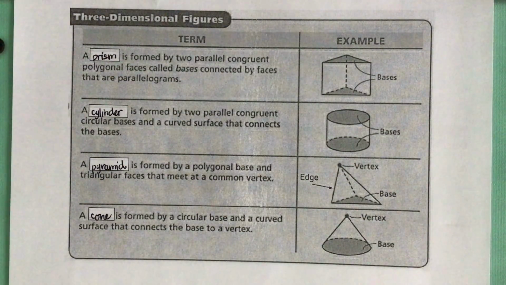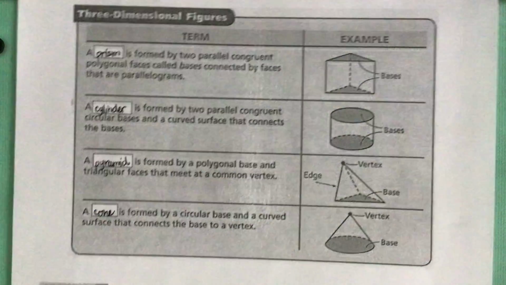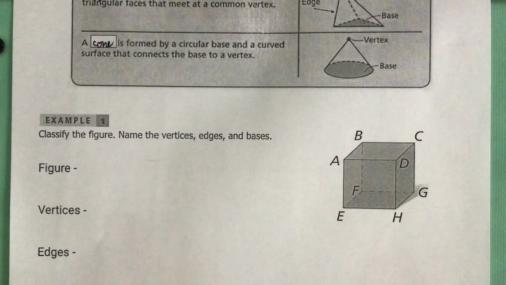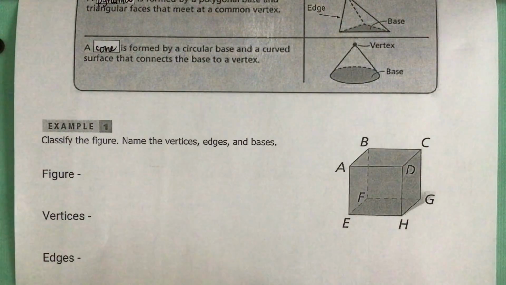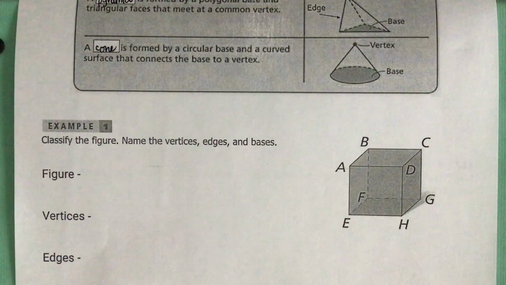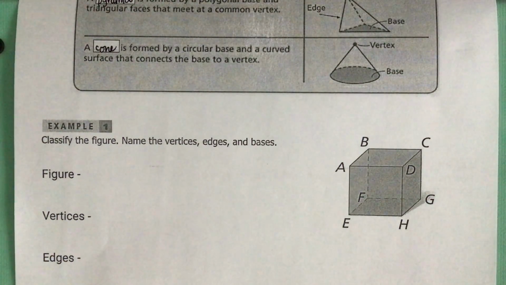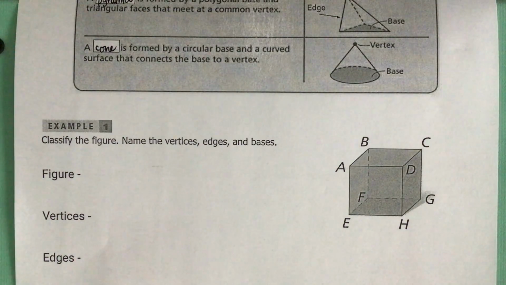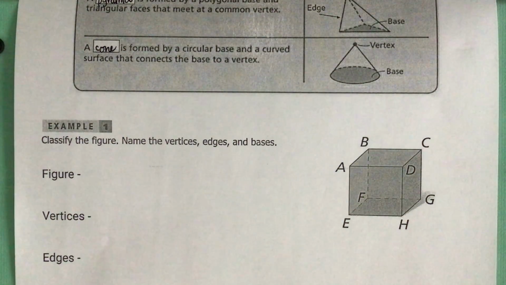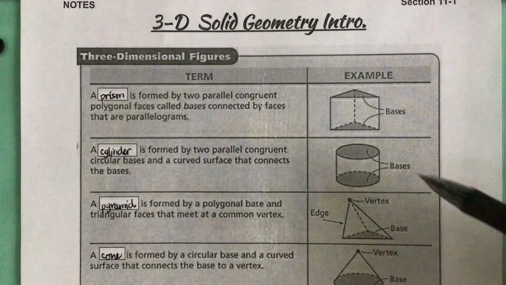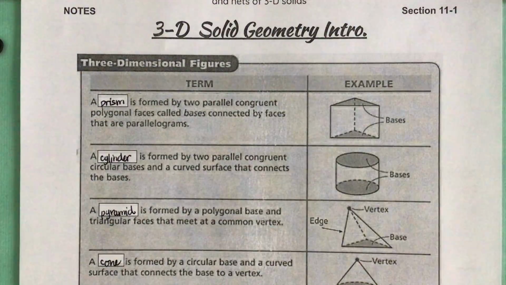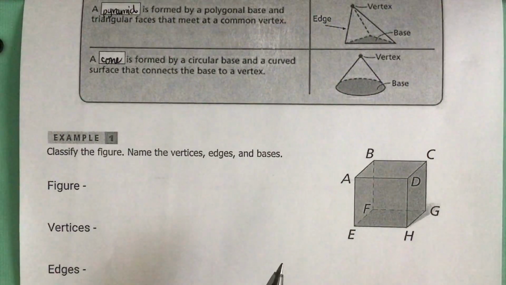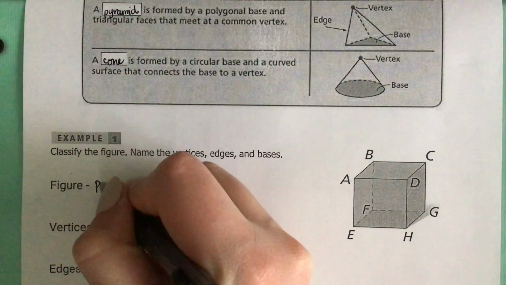So what we're going to do is identify some of the parts of a 3D solid in our next example. So in example 1, it says, classify the figure, name the vertices, edges, and bases. So first of all, we just want to look at this image and say, okay, what type of 3D solid is this? Notice that it is made up of all parallelograms, so it cannot be a cone or a cylinder, but also all of its points don't meet at a single vertex like a pyramid does. So we now know this is a prism. So what type of figure is it? It is a prism.